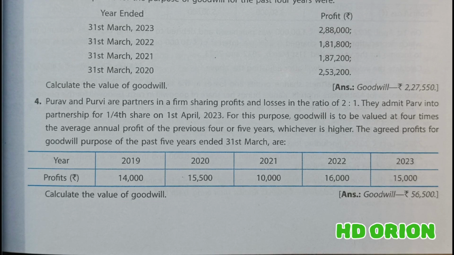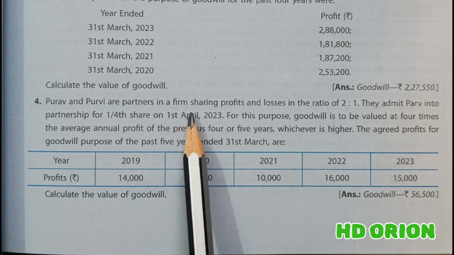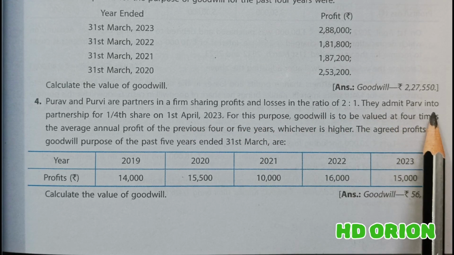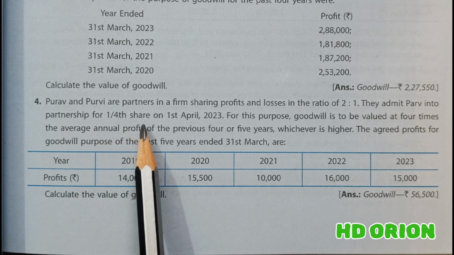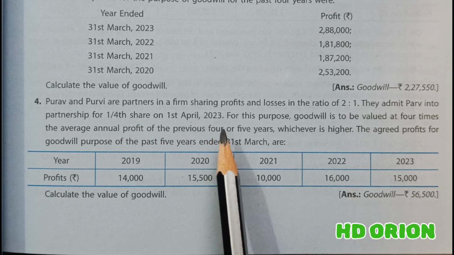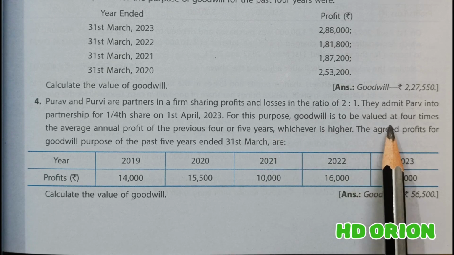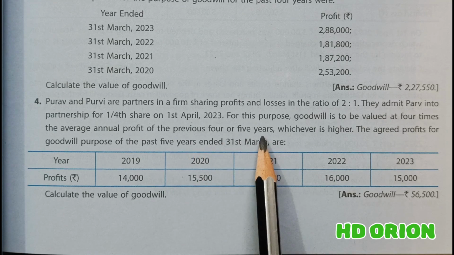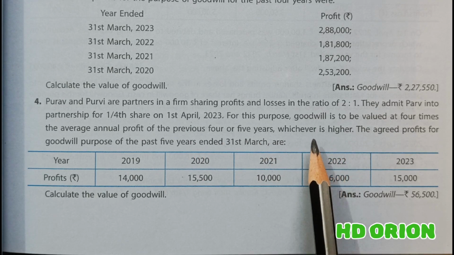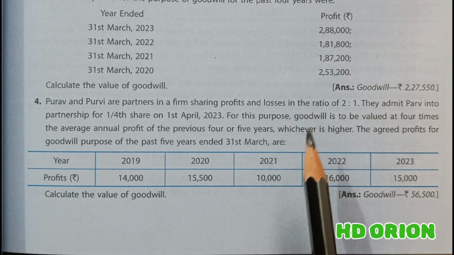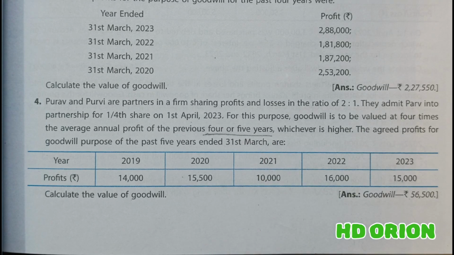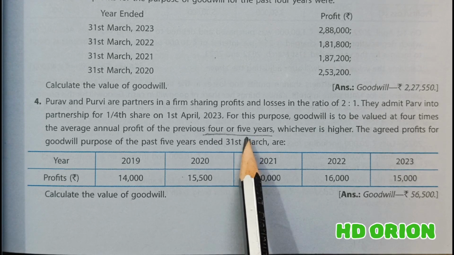Now let us see question number 4. Purav and Purvi are partners in a firm sharing profits and losses in the ratio of 2:1. They admit Parv into partnership for 1/4 share on 1st April 2023. For this purpose, goodwill is to be valued at 4 times the average annual profit of previous 4 or 5 years, whichever is higher. So like the previous question, here also we have to take average profit of 2 sets of profits, whichever is higher, 4 years profit or 5 years profit.